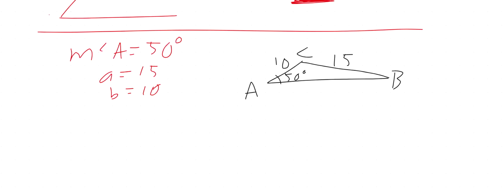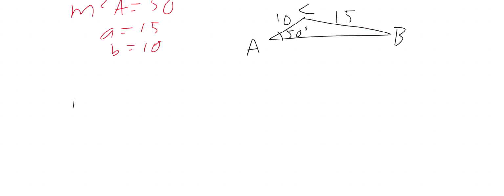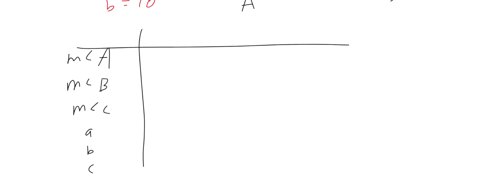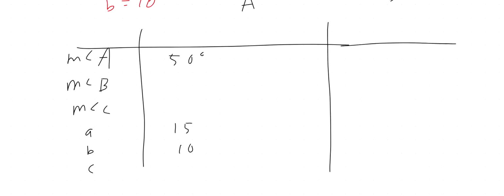All right, let's make our chart to keep things organized. And let's write down our information for our first triangle. And then let's check to see if we could have a second triangle. All right, so first thing we're going to find is angle B.